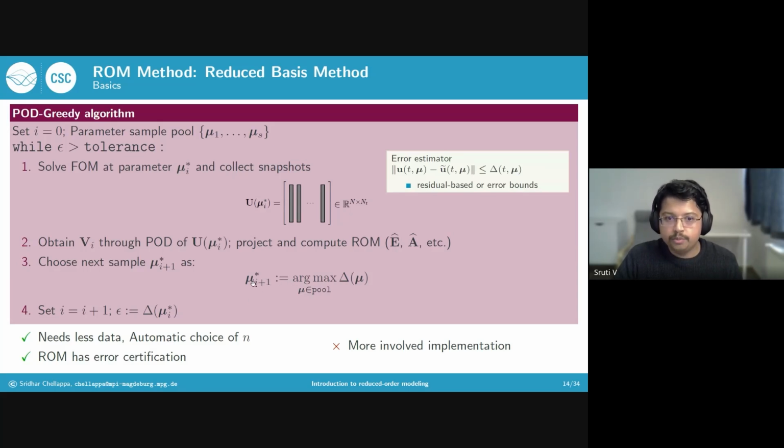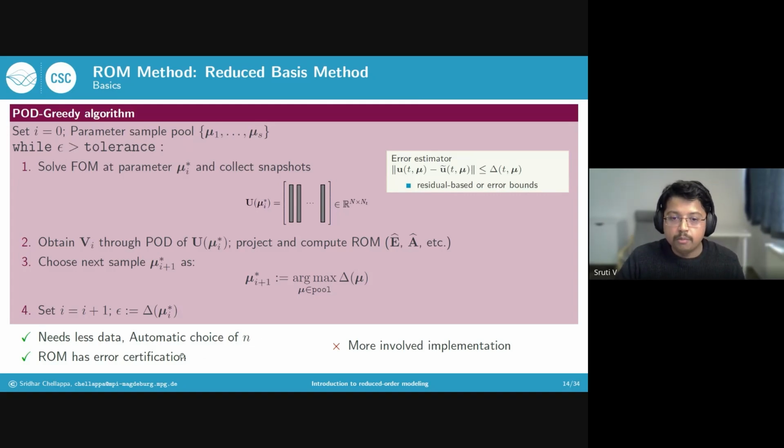So let's say you pick the second sample, and then you solve the full order model of the second sample, and so on, until you reach some kind of a tolerance which you set for the model. As you can already see, we do not need a lot of data compared to the POD because we are doing the enrichment of the basis V in a step-by-step manner. And this also makes the choice of the reduced dimension N automatic in some sense.